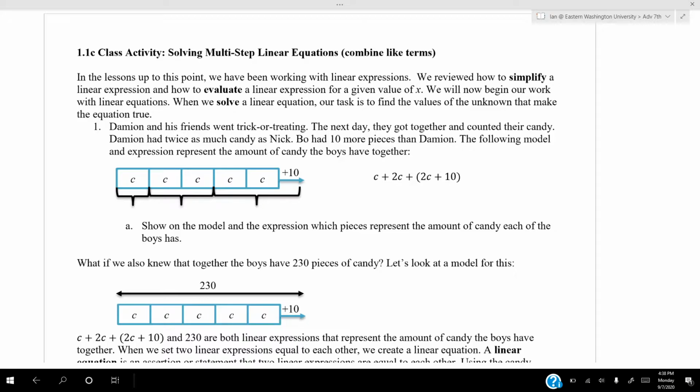Damien and his friends went trick-or-treating, because who doesn't love to go trick-or-treating and get as much candy as you can? The next day, they got together and counted their candy. Damien had twice as much candy as Nick, and Bo had 10 more pieces than Damien.